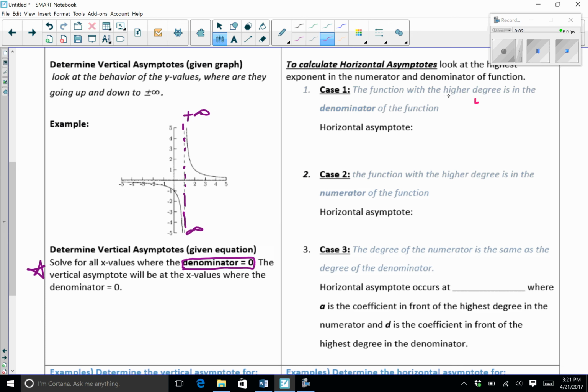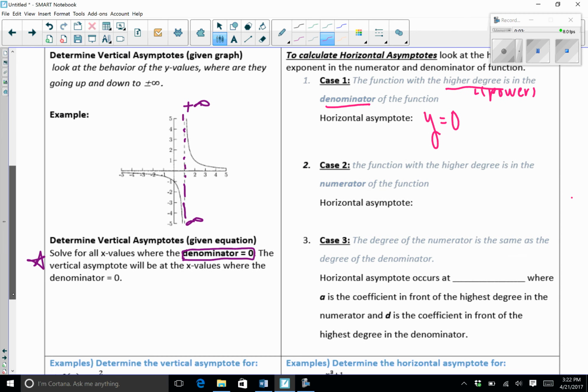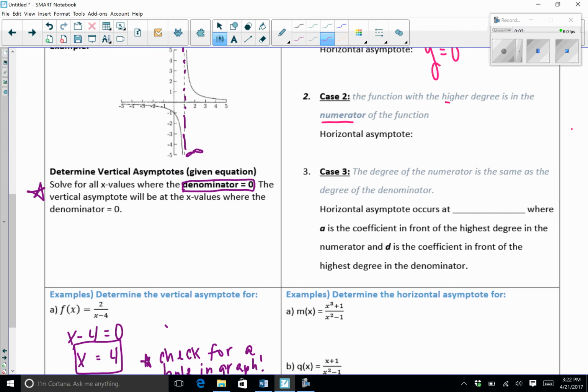Case one is where the higher degree is in the denominator. If the higher degree, and degree is the exponent, the higher power, is in the denominator, then the equation for the horizontal asymptote is y equals 0. In the case that the function has a higher degree in the numerator, so the higher exponent in the numerator, that means that there is no horizontal asymptote.